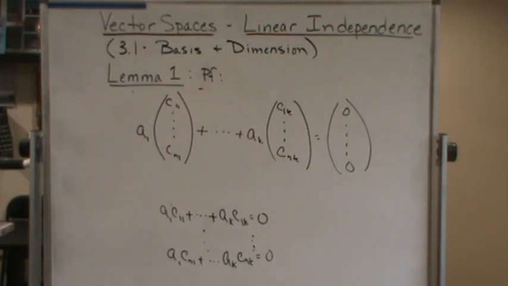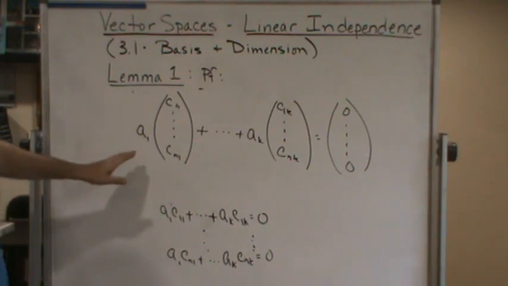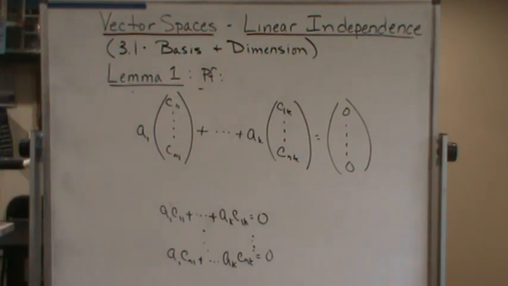Now, take a look at this. Not only does the relationship hold for one set if it holds for the other, but it is the same relationship. All the a sub i's are the same. And that's the end of the proof.